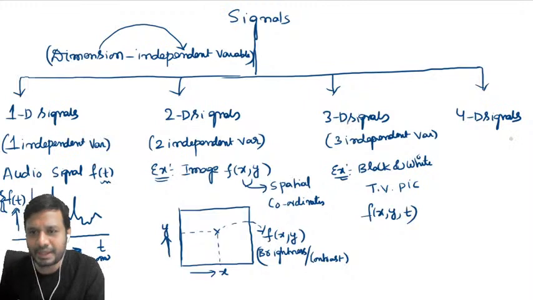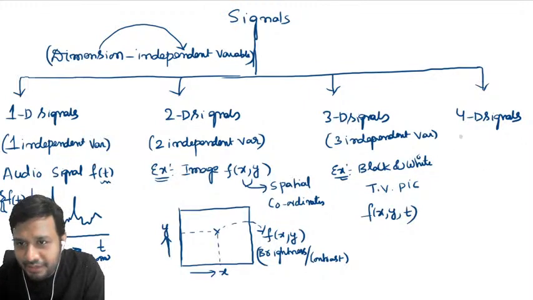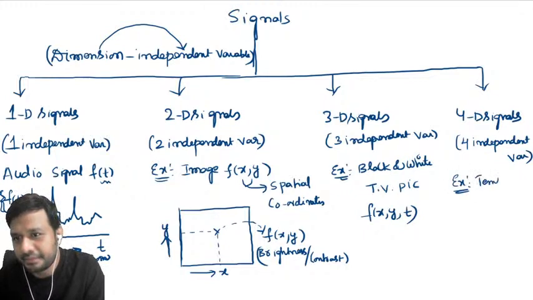Now coming to four-dimensional signals, how many independent variables can we expect? Four independent variables. The best example is the temperature at a point.